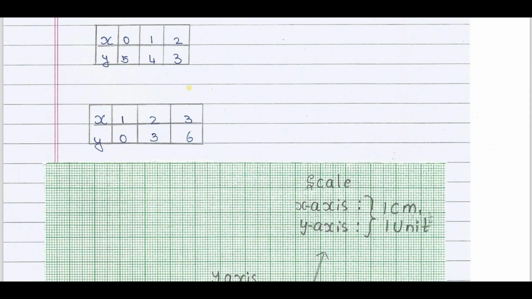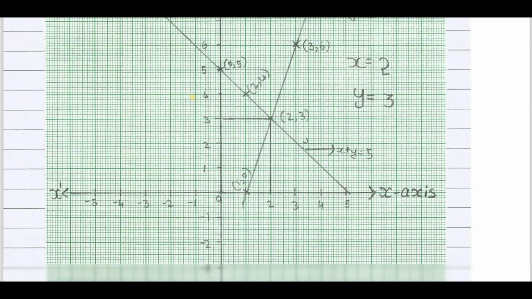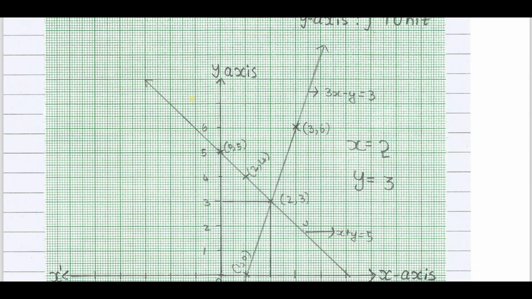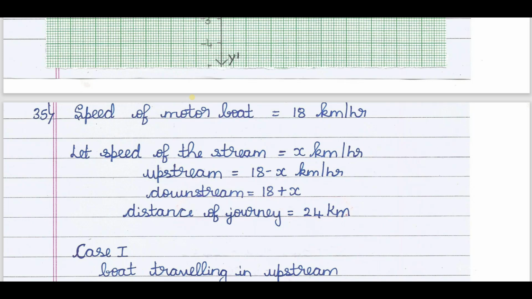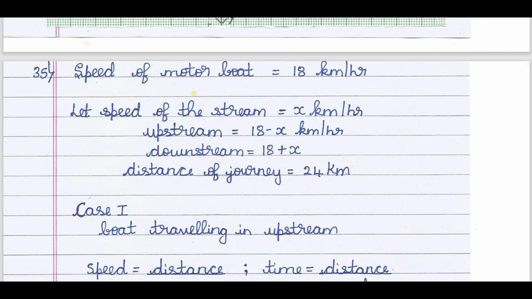Table and working carry 2 marks, plotting and getting the answer carry 2 marks. Therefore we get x equals 2 and y equals 3. 35th question: age related problems, speed and time, profit, all these are important concepts for your exam.